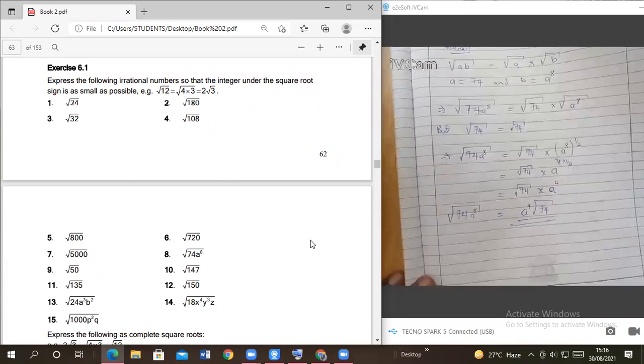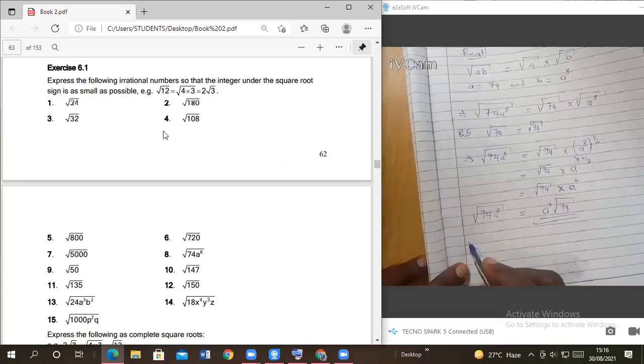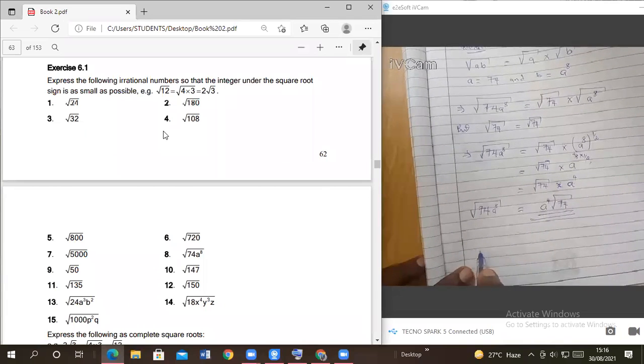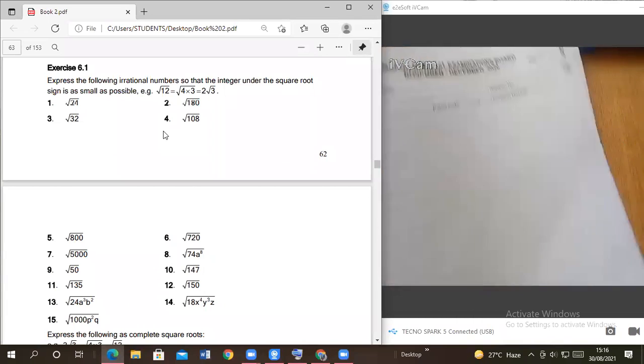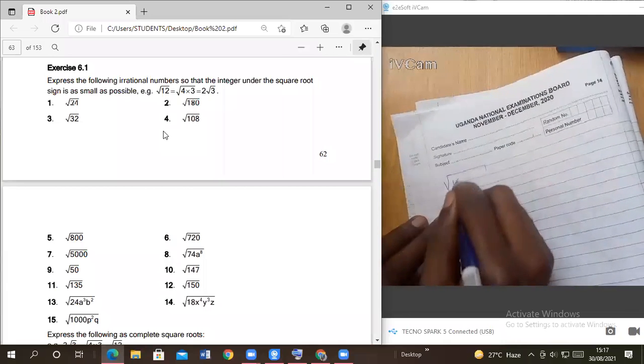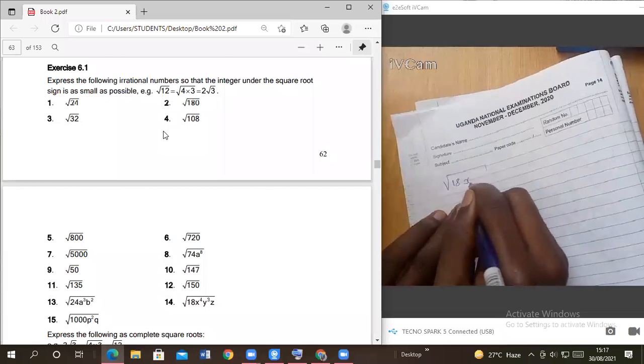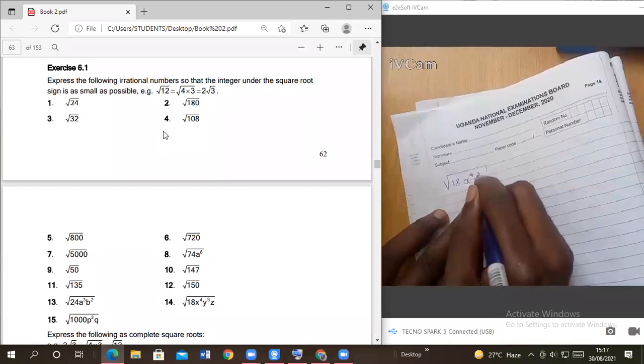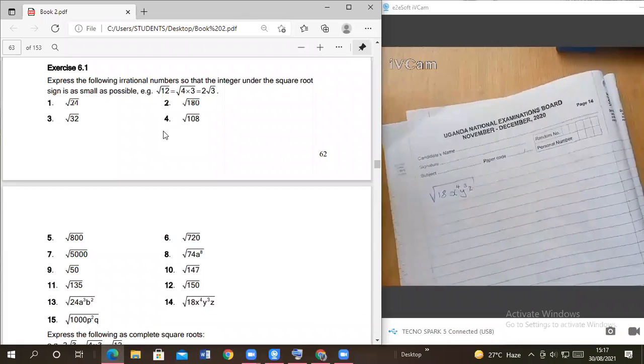Number 14. We have 4 minutes remaining. Whatever we have not done, go ahead and finish it, okay? So the question is what? Number 14.